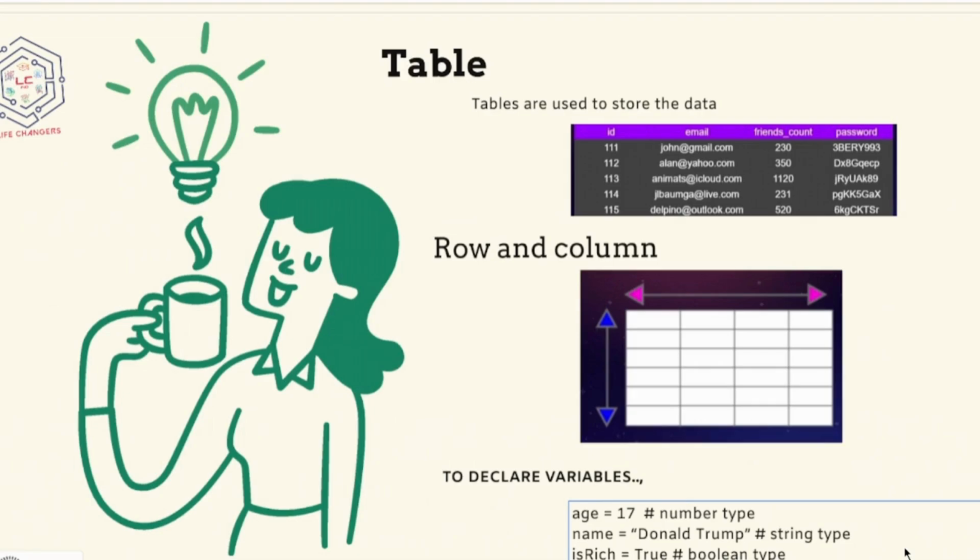For example, for age, it has the number type. For name, it has string type. For this kind of condition, it has the boolean. So we can now look at these kinds of things.